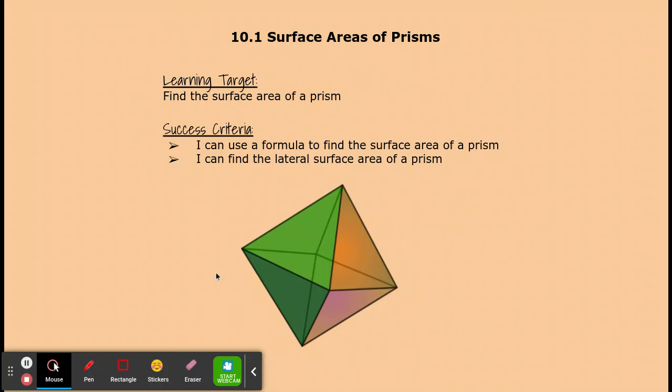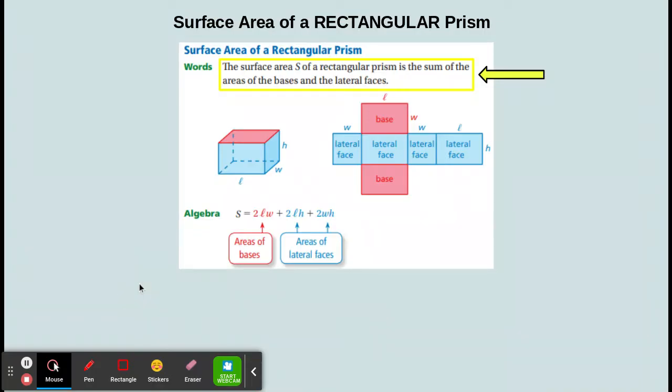10.1 Surface area of prisms. We're going to start this section talking specifically about rectangular prisms, which you may think of as a box. And we're going to calculate and find out how to add up their surface area.